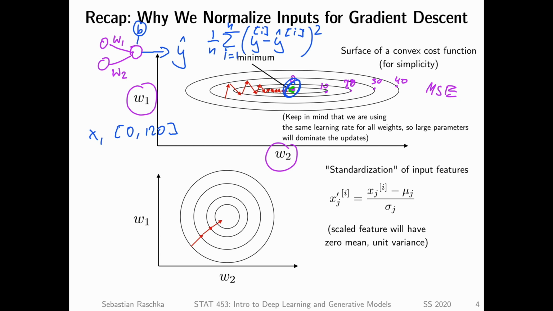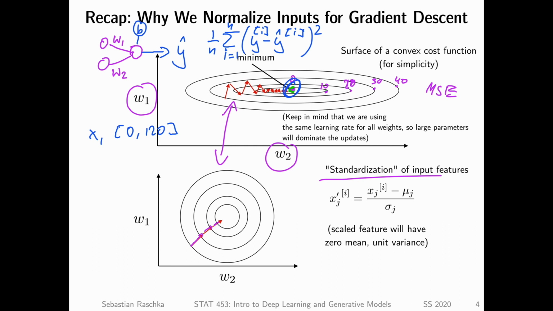Oh, I hate this word. Exaggerated. So you have a more efficient update here at the bottom. You need fewer steps towards the global minimum. This can be, for example, achieved by just standardizing the input features. So this is in a single layer neural network like linear regression or logistic regression.